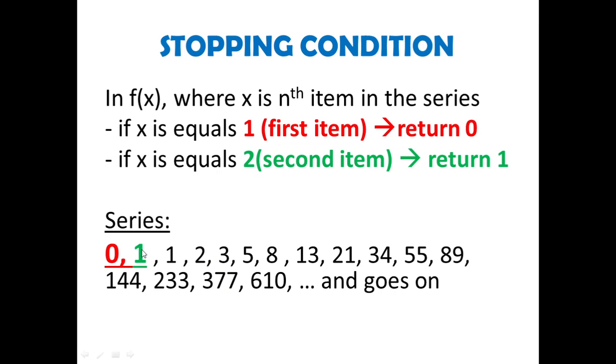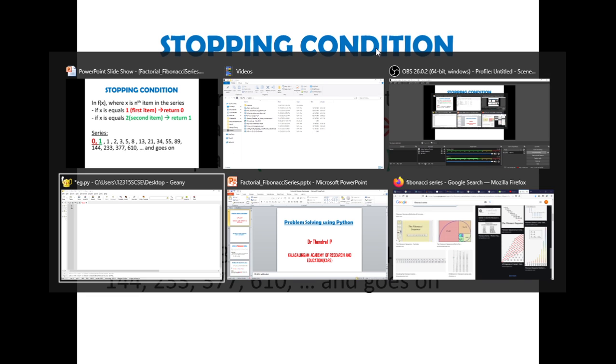But if you come to finding the first item, we don't go by this logic. It will just return. Stop it. If you're finding the first item, it won't go to the previous findings. You are stopping. So this is the stopping condition of the recursion. I'll write a code and show it to you.